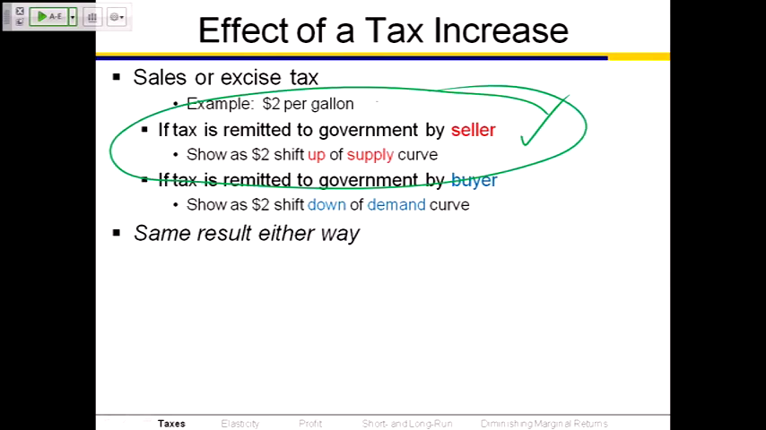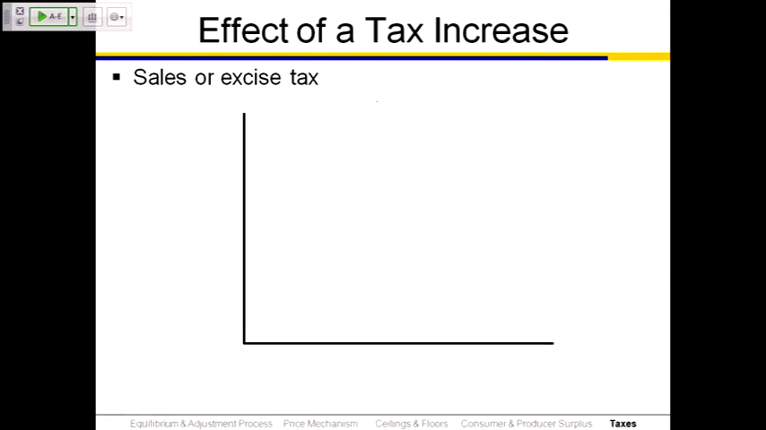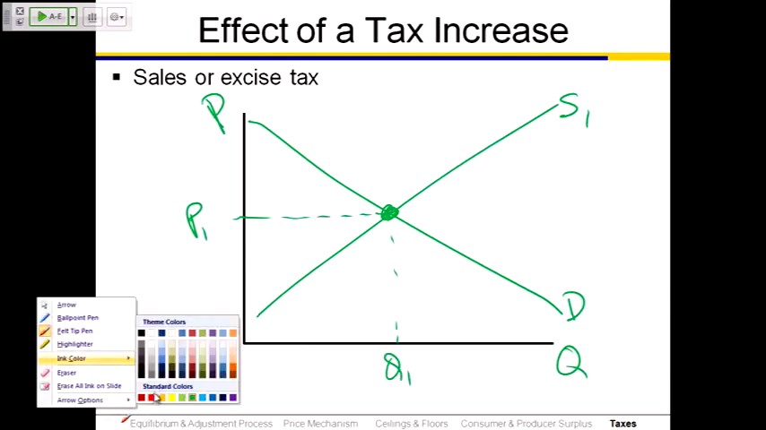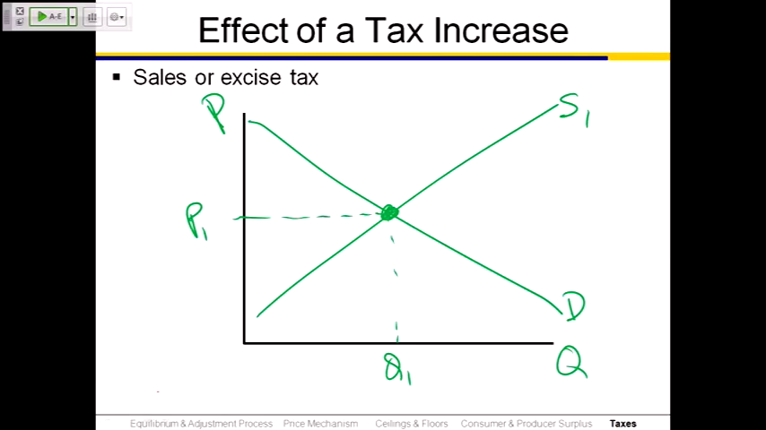So most of the things that you and I buy are characterized this way. The tax is remitted by the seller, and so we show the effect of the tax as shifting the supply curve. So let's look at it. Price on the vertical, quantity on the horizontal, downward sloping demand curve, upward sloping supply curve S1. Find your equilibrium price, label it P1, and the quantity you can label. It's not important to the story I'm going to tell right now. Suppose there is what's called an excise tax. The way we're going to look at this is as a constant dollar amount, so $2 per gallon, for instance.